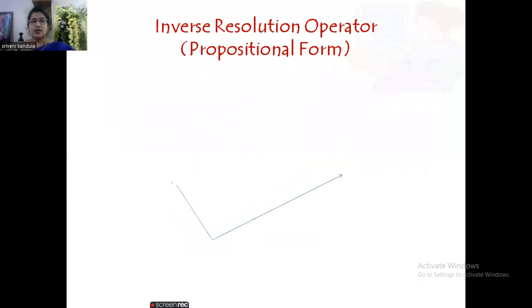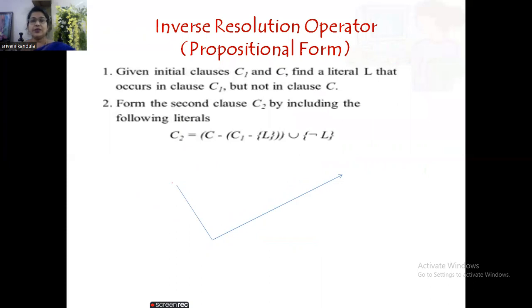Now let us study the inverse resolution operator in the propositional form. Here we take a clause C1 and conclusion C. We have to find a literal L such that it occurs only in C1, not in C. Then for C2, from C we remove C1 minus L. That means, first of all, from C1 you remove that identified literal, then remove that again from the conclusion, and to that you perform a union with negation L.